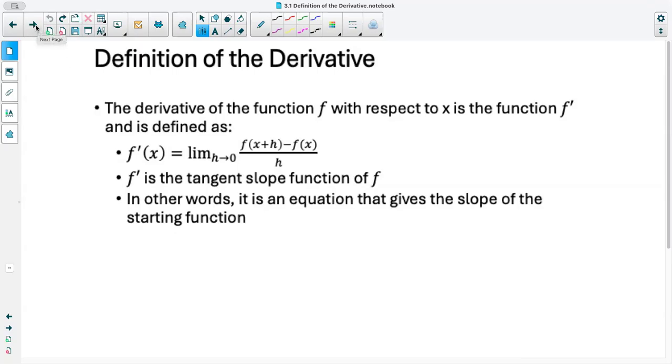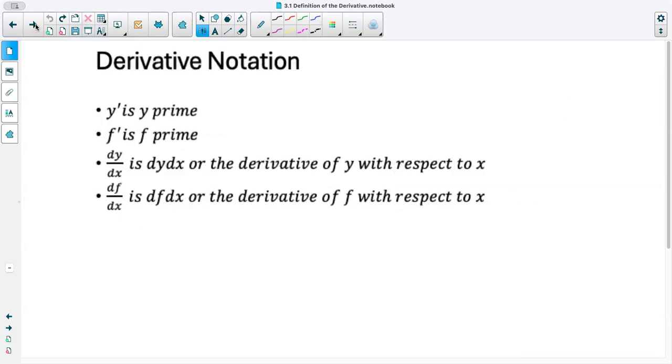Let's look a little bit at derivative notation next. Anytime we have this symbol after something, it is prime. So this would be y prime, this is f prime. If we have dy over dx, that's dy dx, or the derivative of y with respect to x. If we have df over dx, that's df dx, or the derivative of f with respect to x.